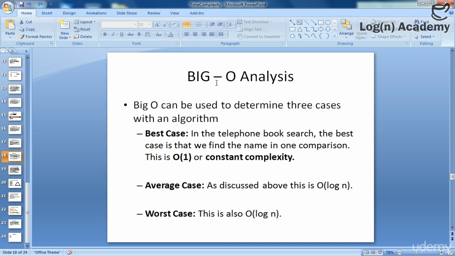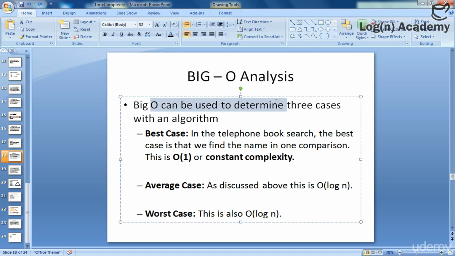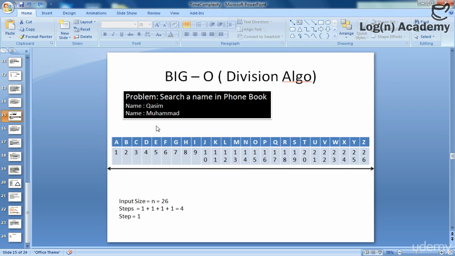Okay, so the big O analysis. The big O can be used to determine 3 cases with an algorithm, right? Best case, average case, and worst case. The best case in telephone book search is that we find the name in one comparison, that is O of 1, which is called constant complexity, which we did, right? When we tried to find Muhammad, in that case we just found our required result in one step.